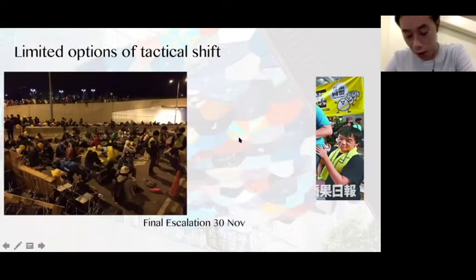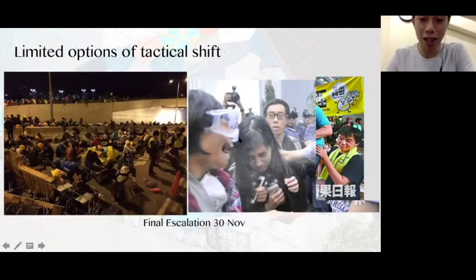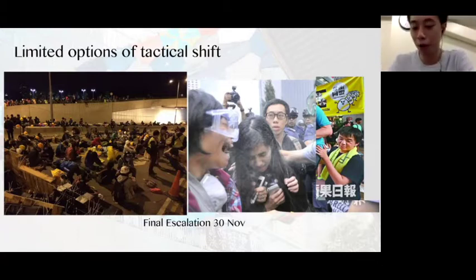So lastly, one method we tried was to motivate people to escalate. We had a final escalation in the second month, on the last day of November, where we tried to motivate people to blockade and surround the government headquarters. But the police at that time were very strong. Within one night, there were more than 1,000 injuries. And we are still paying the cost for so many people being injured.